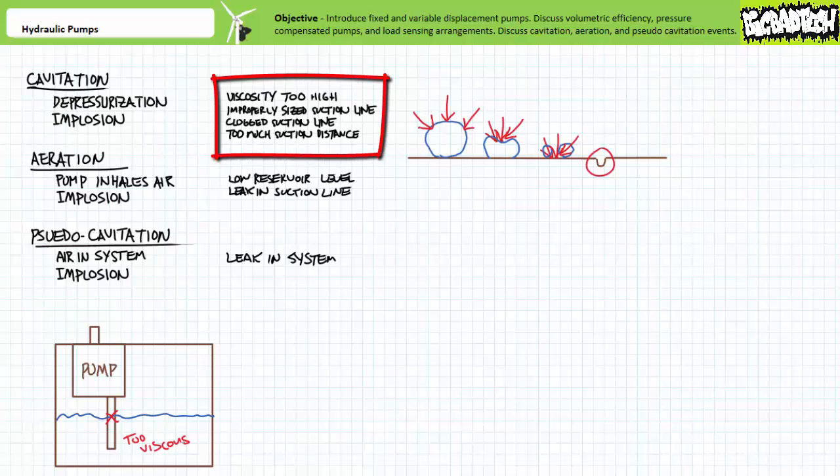Cavitation at the pump can occur when the oil is too viscous to flow, when the suction line is improperly sized, when the suction line is clogged, or when the pump is too distant from the top of the pooled oil in the reservoir. To solve cavitation issues, fix these problems first before you even touch the pump. Too often, technicians race to replace the pump only for these problems to reoccur.